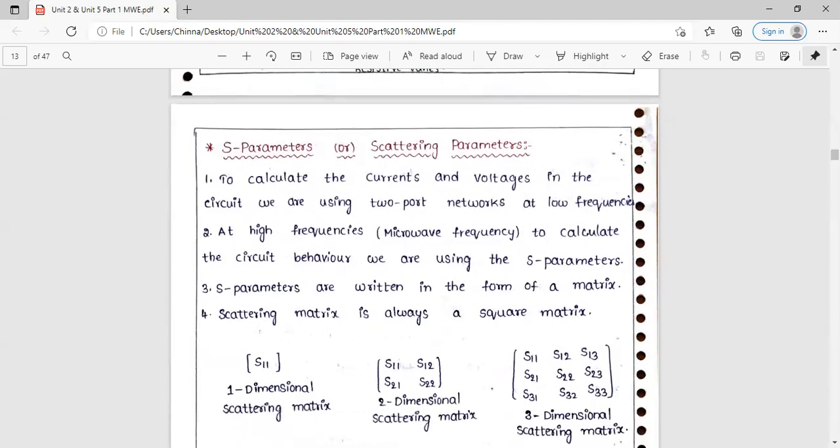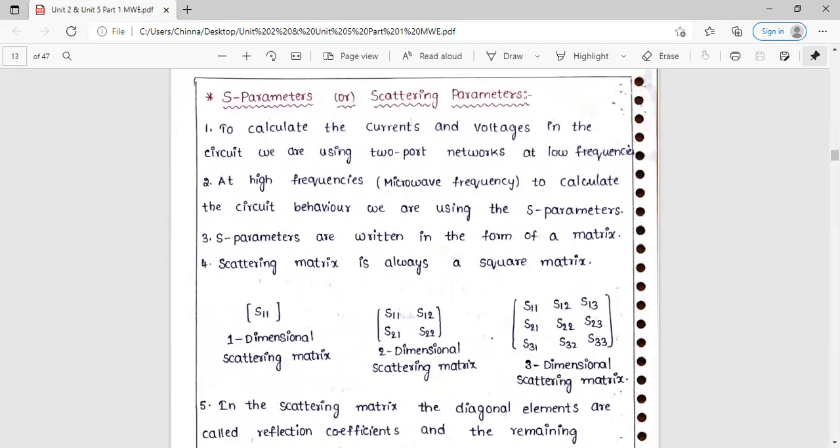Square matrix means a 1-dimension scattering matrix, a 2-dimension scattering matrix, a 3-dimension scattering matrix. Like that, S11, S12, S21, S22. This is the 2-dimension case. Always they prefer 1 by 1, 2 by 2, 3 by 3, 4 by 4, square matrices only. Other matrices are not possible. That means a 3 by 2 matrix or 2 by 3 matrix is not possible in the scattering matrix.